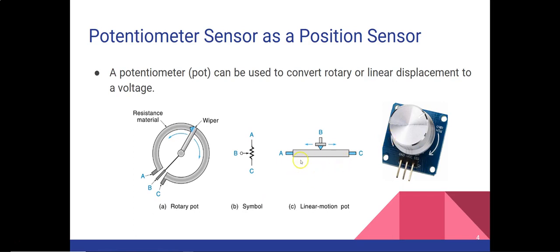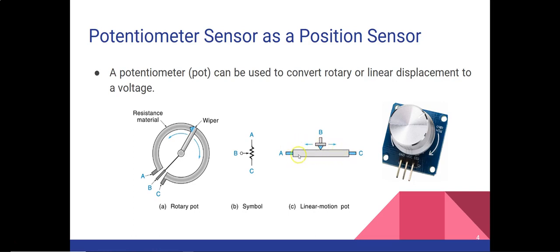Next, you see the linear motion potentiometer sensor, and this is another representation of a potentiometer. You see it has A, B, and C. B is the wiper, or we can say a slider, which can go left or right, and A and C are the 2 terminals. And as the wiper moves, the resistance changes.